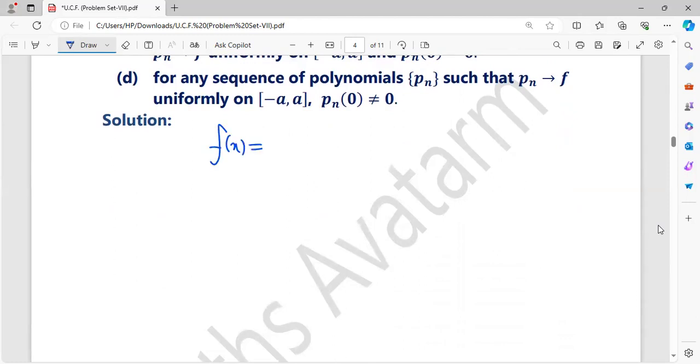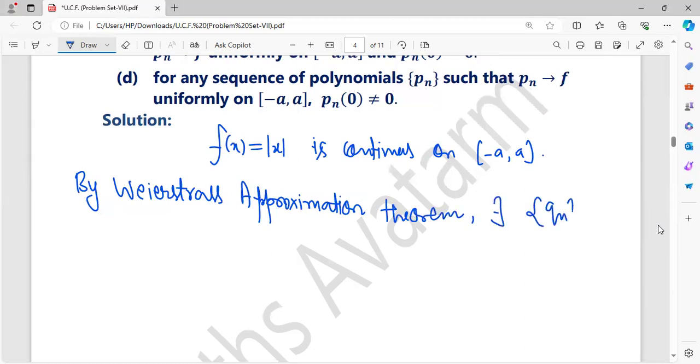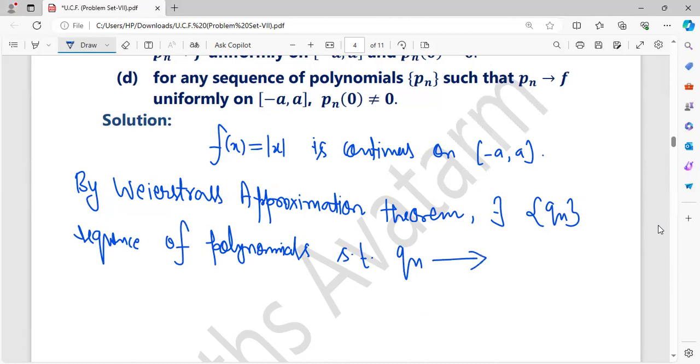So f(x) = |x| is continuous on [-a, a], because mod x is a continuous function and this is a closed interval. By the Weierstrass approximation theorem, there exists Q_n, a sequence of polynomials, such that Q_n converges to f uniformly on the closed interval [-a, a].